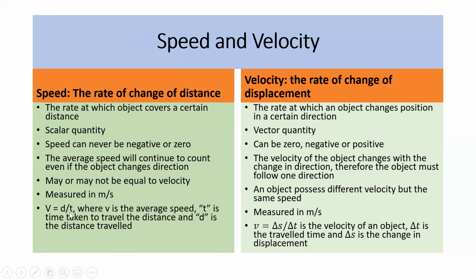The formula to find the speed is v equals d divided by t, where v is the average speed, t is the time taken to travel, and d is the distance traveled. The formula to find the velocity is delta s over delta t. Delta s is the change in displacement, and delta t is the travel time.